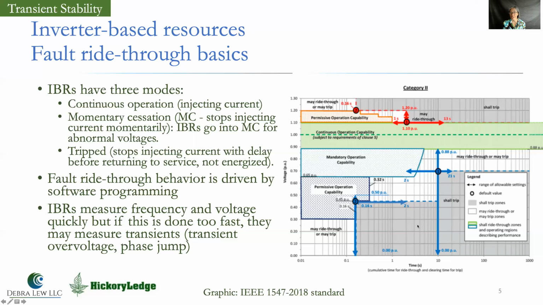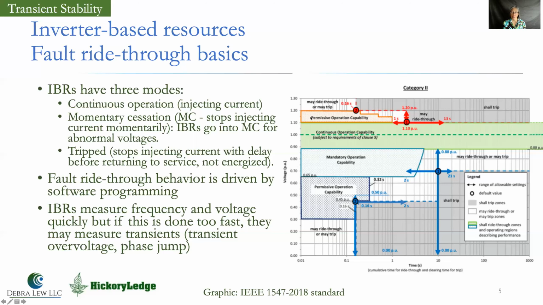The gray parts tell you where you should trip. The green part, the continuous operation capability, shows you where voltages are normal and you should be injecting current and operating normally. This blue part shows you where voltages are abnormal, but you need to continue to inject current into the system despite the fact that voltages are abnormal.